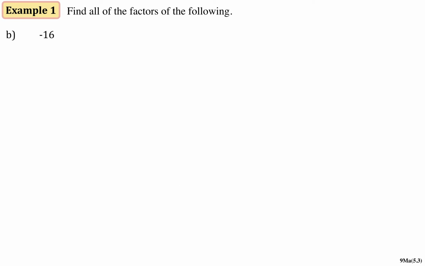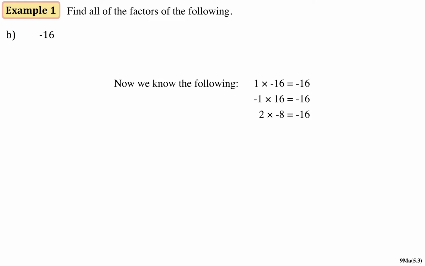What about factors of negative 16? Well, let's think about this. You've got 1 times negative 16. But you've also got negative 1 times 16. It doesn't matter which one's negative. It could be the 1, it could be the 16. They both give negative 16 as the answer. You've got 2 lots of negative 8 or negative 2 lots of positive 8. 3 doesn't go into 16. 4 lots of negative 4. And you wouldn't do negative 4 lots of 4 because that's the same. So when you look at this particular question, all of those numbers there are factors of minus 16.